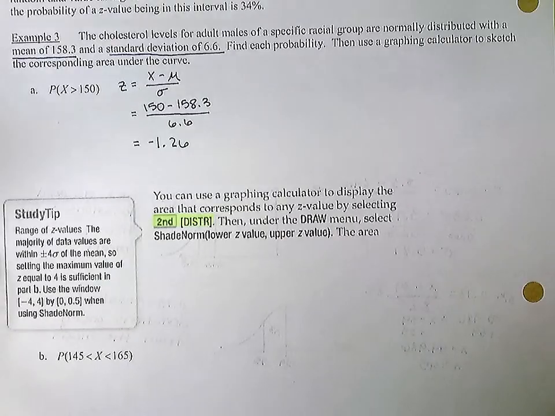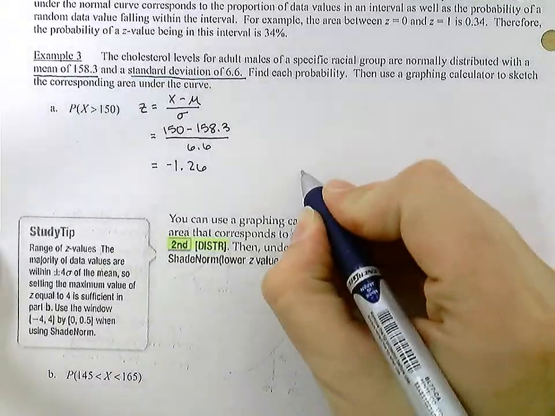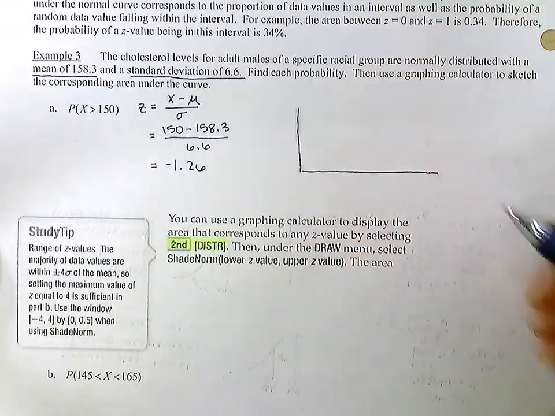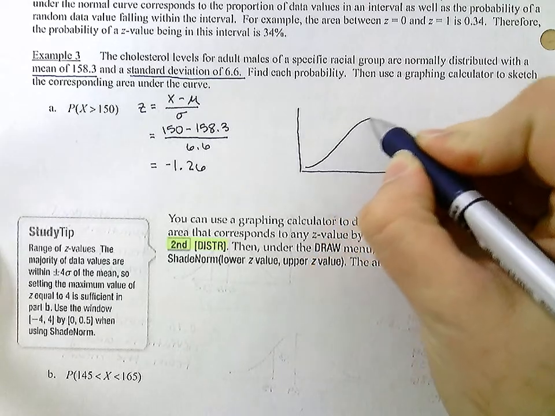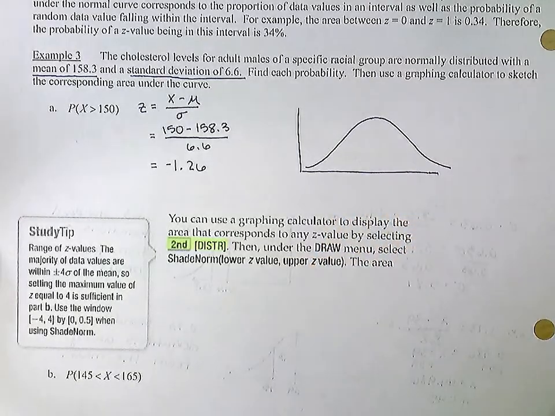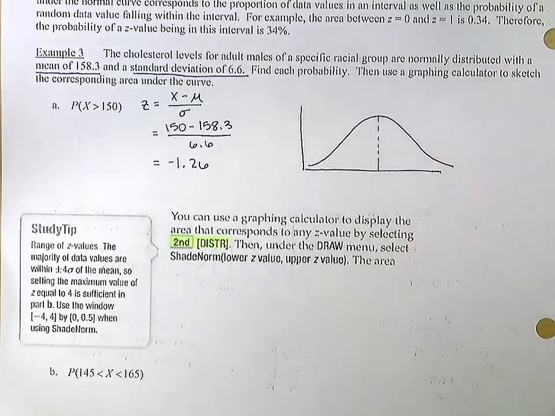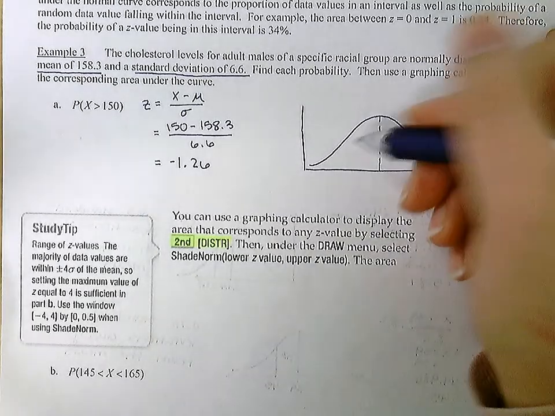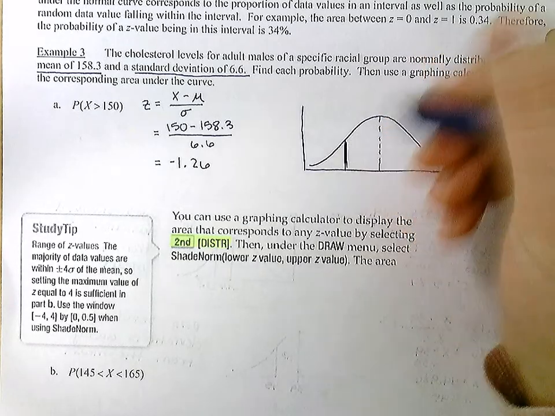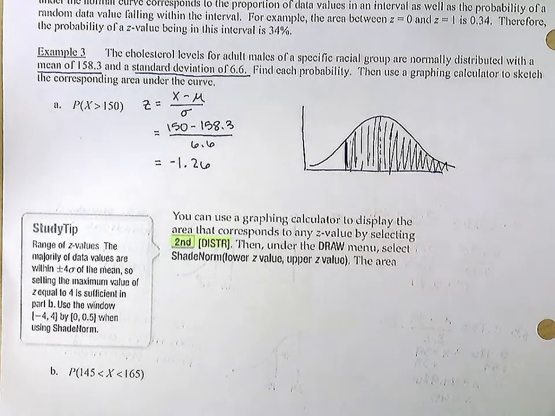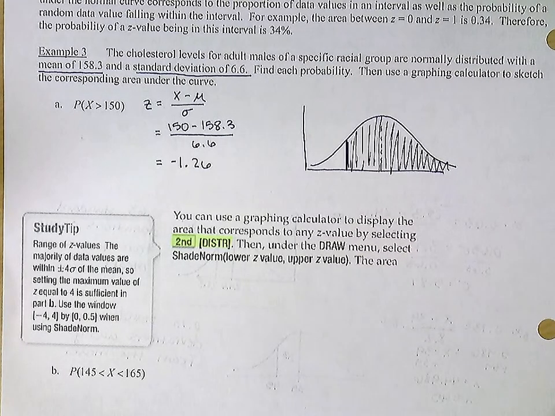Once you get that graph, what I want you to do is draw it. Okay, so on your paper off to the right there, just a rough sketch of what it looks like. Okay, so I have my curve. My mean is in the middle here. It was shaded from this point and then over. Okay, so that portion was shaded.